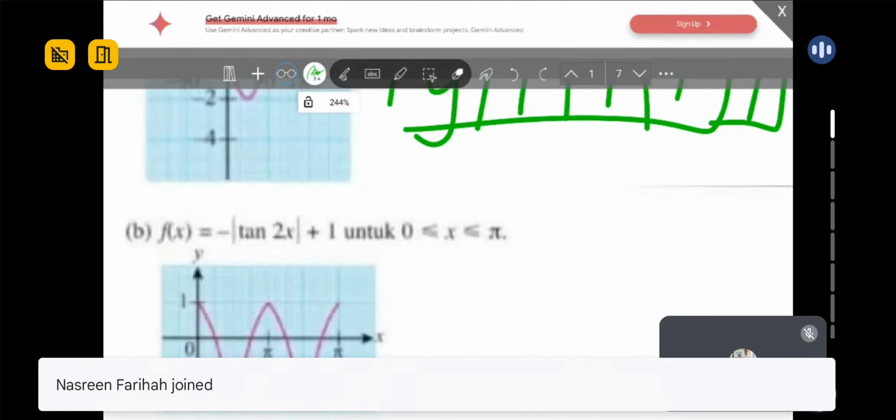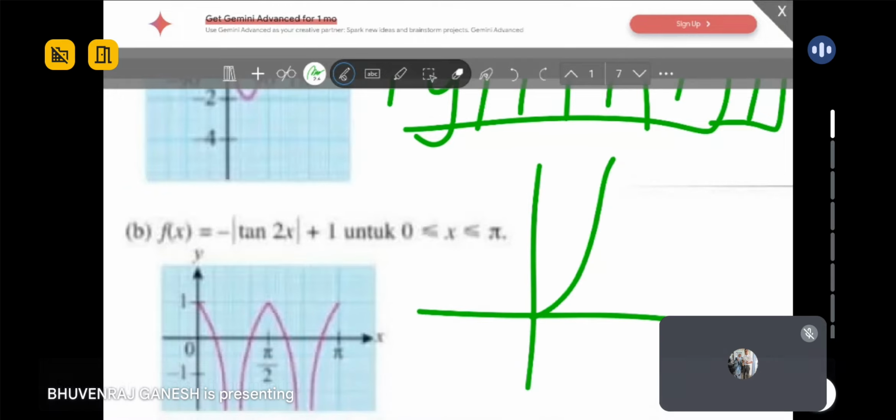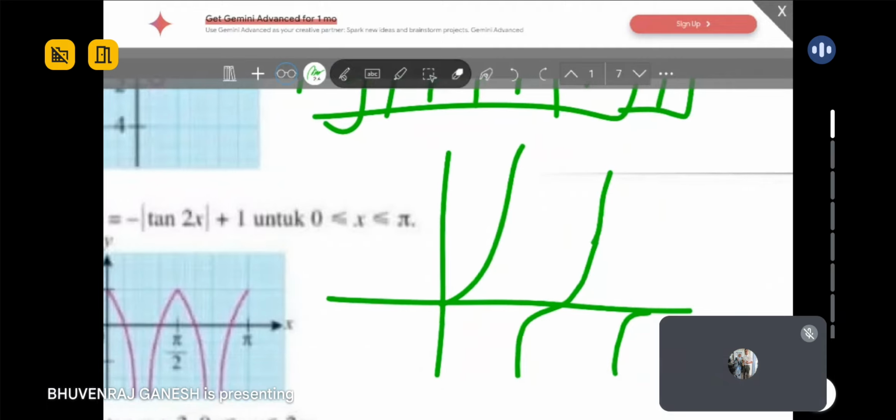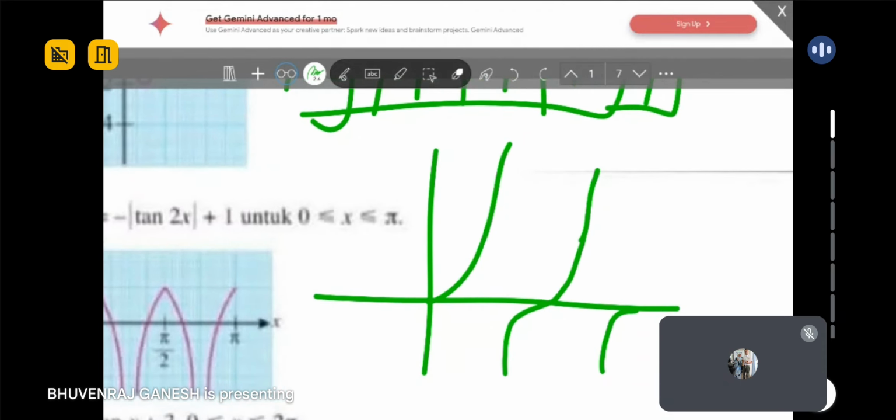Okay, so over here, you must understand the general shape of a tangent graph. Okay, bentuk asas graph tangent macam ni kan, guys. Okay, this is your tangent graph. Untuk yang ambil modern maths pun tahu. Okay, normal math student also learn this. This is tangent graph. Am I right?